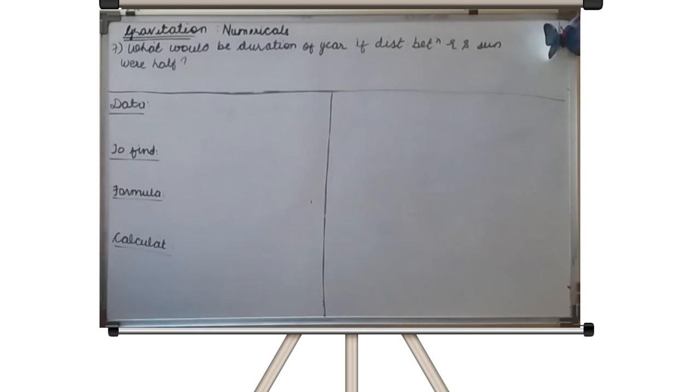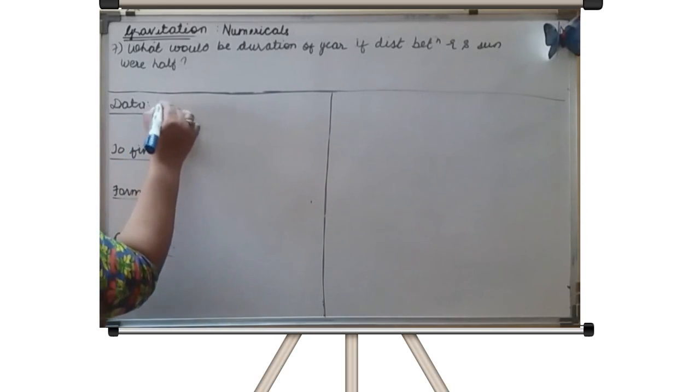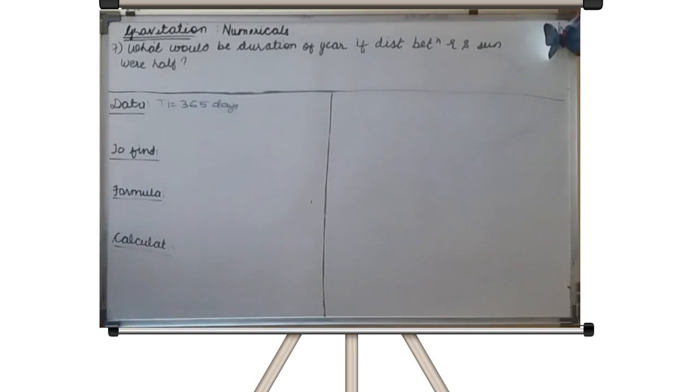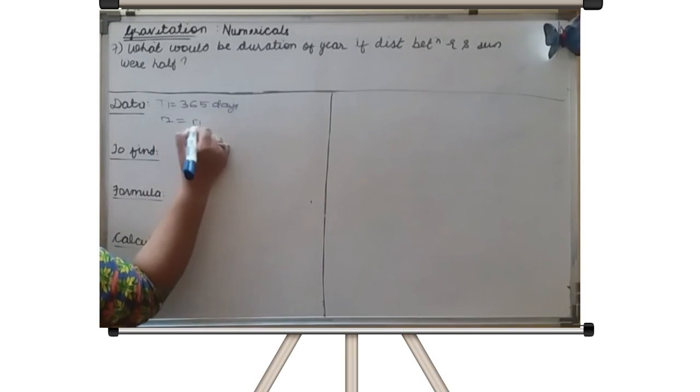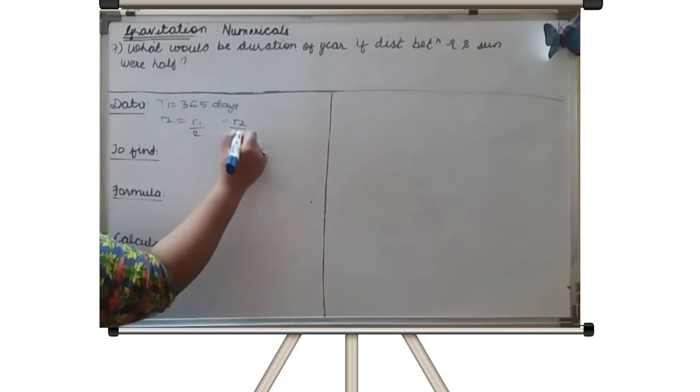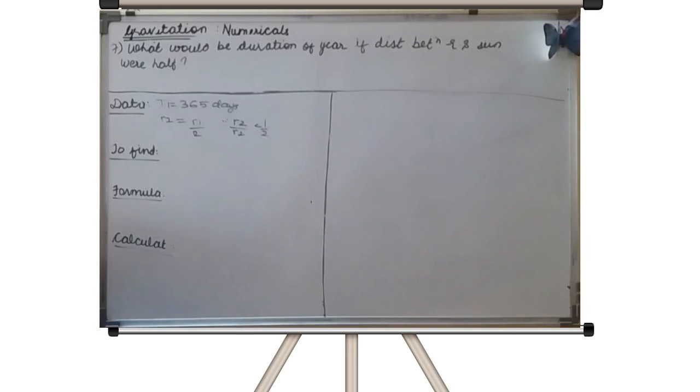Like the previous numerical, here it is asking what would be the duration of the year if the distance between Earth and Sun becomes half the present distance. So what is given to us? It is given to us first the time period we have at the present distance of Earth and Sun. The duration of the year is 365 days. Then it says that R2 is equal to R1 upon 2. That means R2 upon R1 is equal to 1 by 2. Okay. We have to find T2, or time period second.